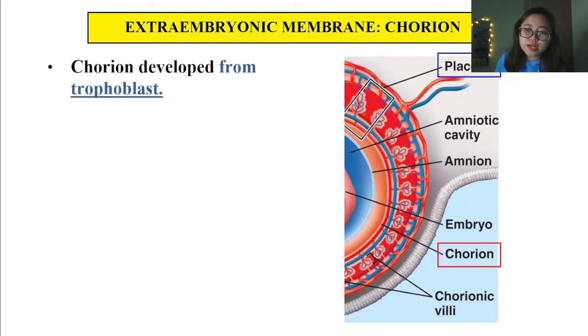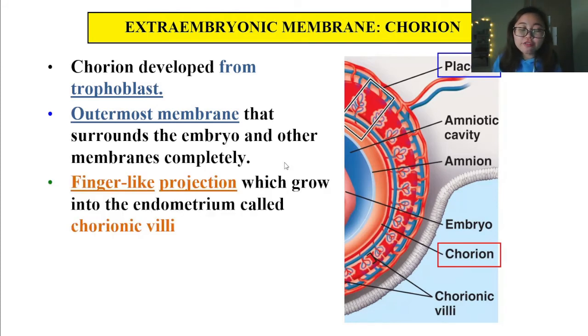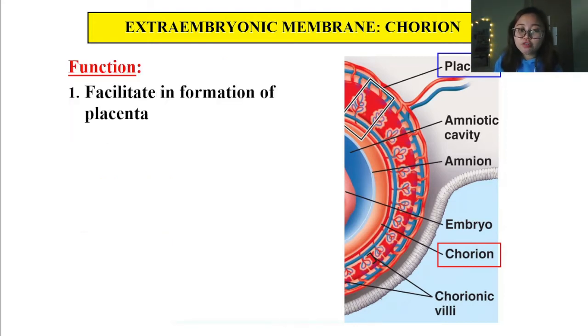Alright, so we're just going to go through each of these extraembryonic membranes. The first of the extraembryonic membranes that we're going to talk about is the chorion. Chorion developed from the trophoblast. It is the outermost membrane that surrounds the embryo and other membranes completely. They have finger-like projections which grow into the endometrium called chorionic villi. The function of the chorion is to facilitate the formation of placenta.